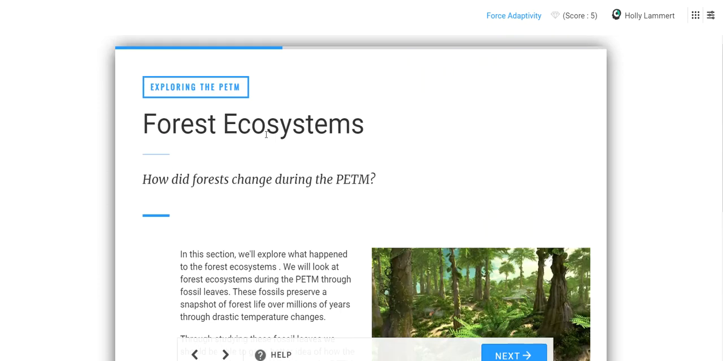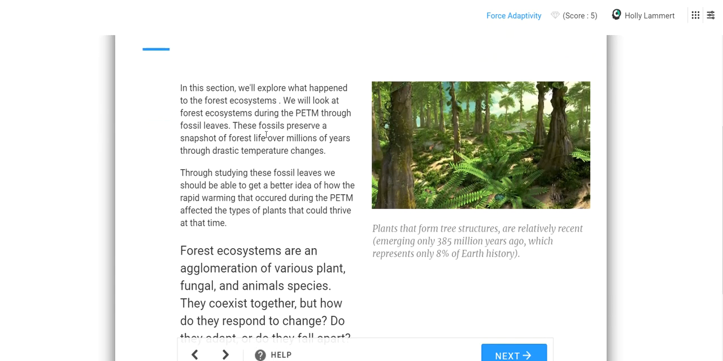Forests. How did forests change during the PETM? In this section, we'll explore what happened to the forest ecosystems. We will look at the forest ecosystems during the PETM through fossil leaves. These fossils preserve a snapshot of forest life over millions of years through drastic temperature changes. Through studying these fossil leaves, we should be able to get a better idea of how the rapid warming that occurred during the PETM affected the types of plants that could thrive at the time.